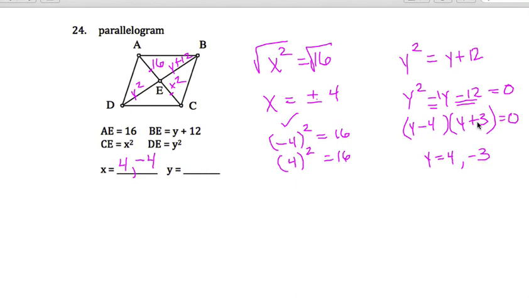Again, don't be too quick to dismiss the negative number. If we check this, negative 3 squared, does that equal negative 3 plus 12? Well, negative 3 squared is 9. Negative 3 plus 12 is 9. It checks, so negative 3 is one of our answers. And we check the 4 as well. 4 squared is 16. 4 plus 12 is 16. 4 also works. So on number 24, while it may seem you shouldn't get negative solutions to a geometry question, it is possible because it still checks and holds true for the properties of a parallelogram. So be very careful on that.